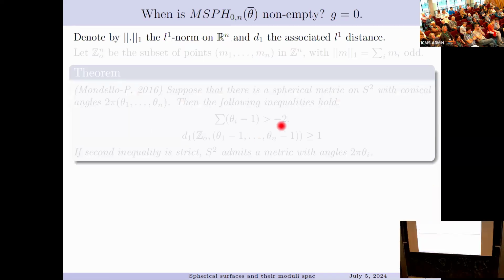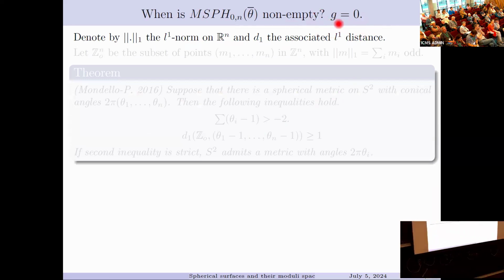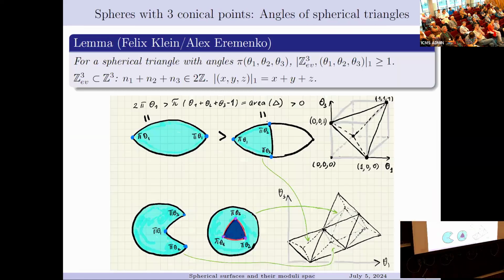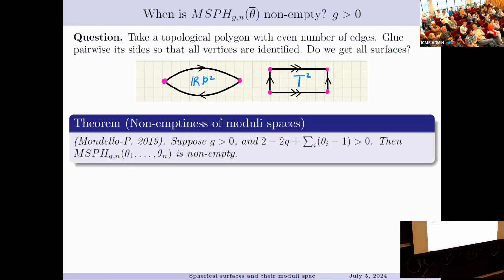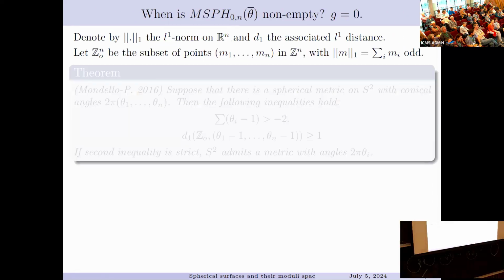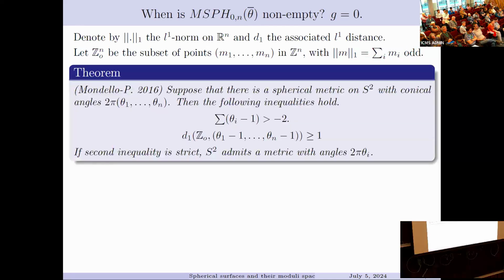But what about genus G equal to 0? What about spheres? We want to see something of this story for higher genus and for a larger number of points. And the answer here is the following theorem. Again, you do something similar. You take the L1 norm in Rn. This is the L1 distance. Now you take its odd points. Odd points are just points where the sum of coordinates is odd, and then you have this theorem.